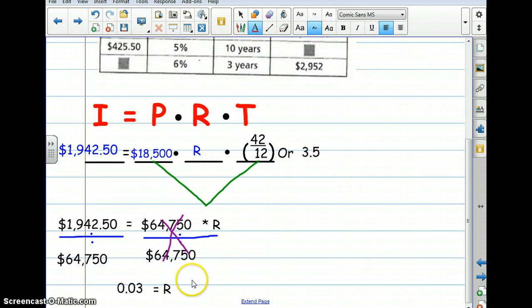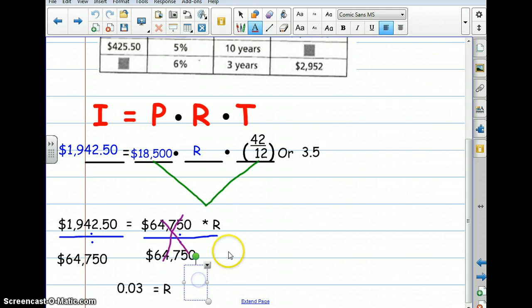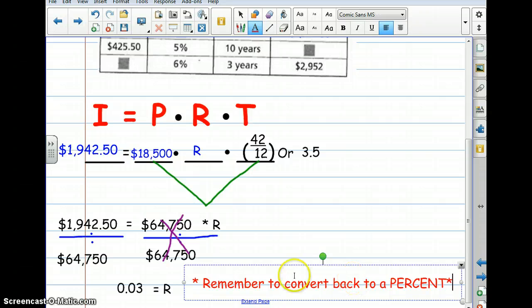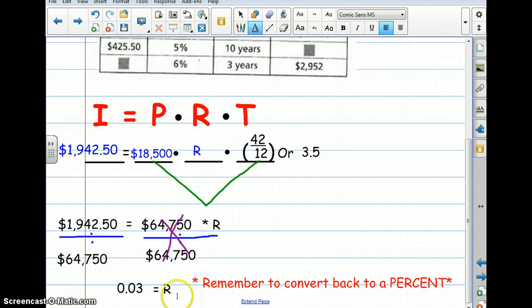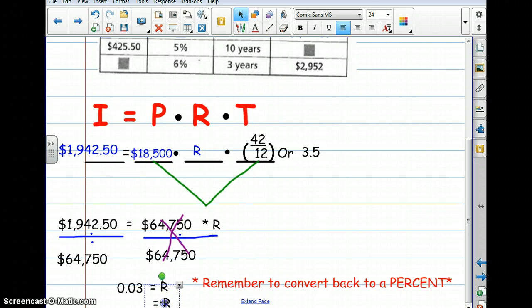So in your notebook, I want you to write yourself a note. I'm going to put it in red and I'm going to star it because it's super important. Remember to convert back to a percent. All caps the word percent because it's important. Right now it's just a decimal. So if I convert this back to a percent, my final answer will be, hopefully you're telling me, 3%.